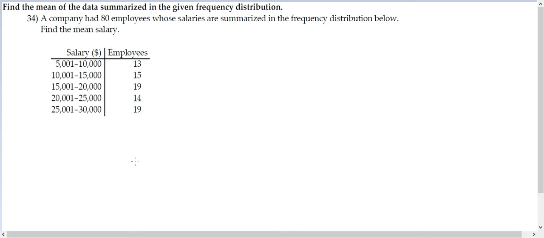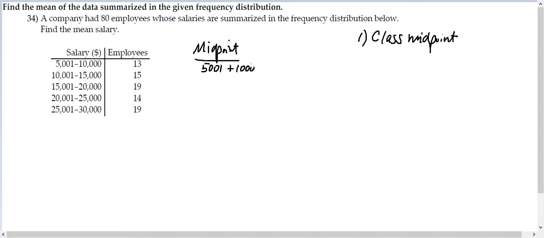All right, this question, where you find the mean of a frequency distribution, remember you need to first find, step number one, the class midpoint. We get the class midpoint by taking the average of these two numbers. So I'm going to make a column here for midpoint. The midpoint is going to be 5,001 plus 10,000 divided by 2.